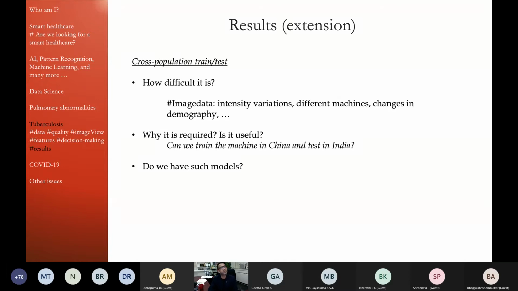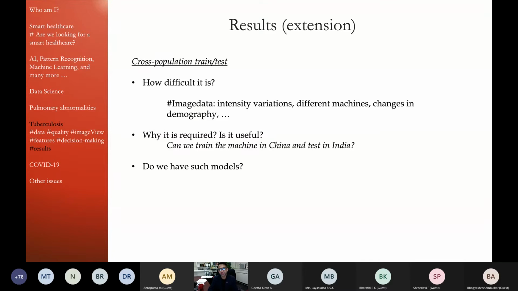Now think about the following. I'm going to spend quite 2 to 5 minutes here. So here's the thing. How good will it be if I train my machine in India and test somewhere in Italy? We don't do that. We never do that. And people think it's impossible.